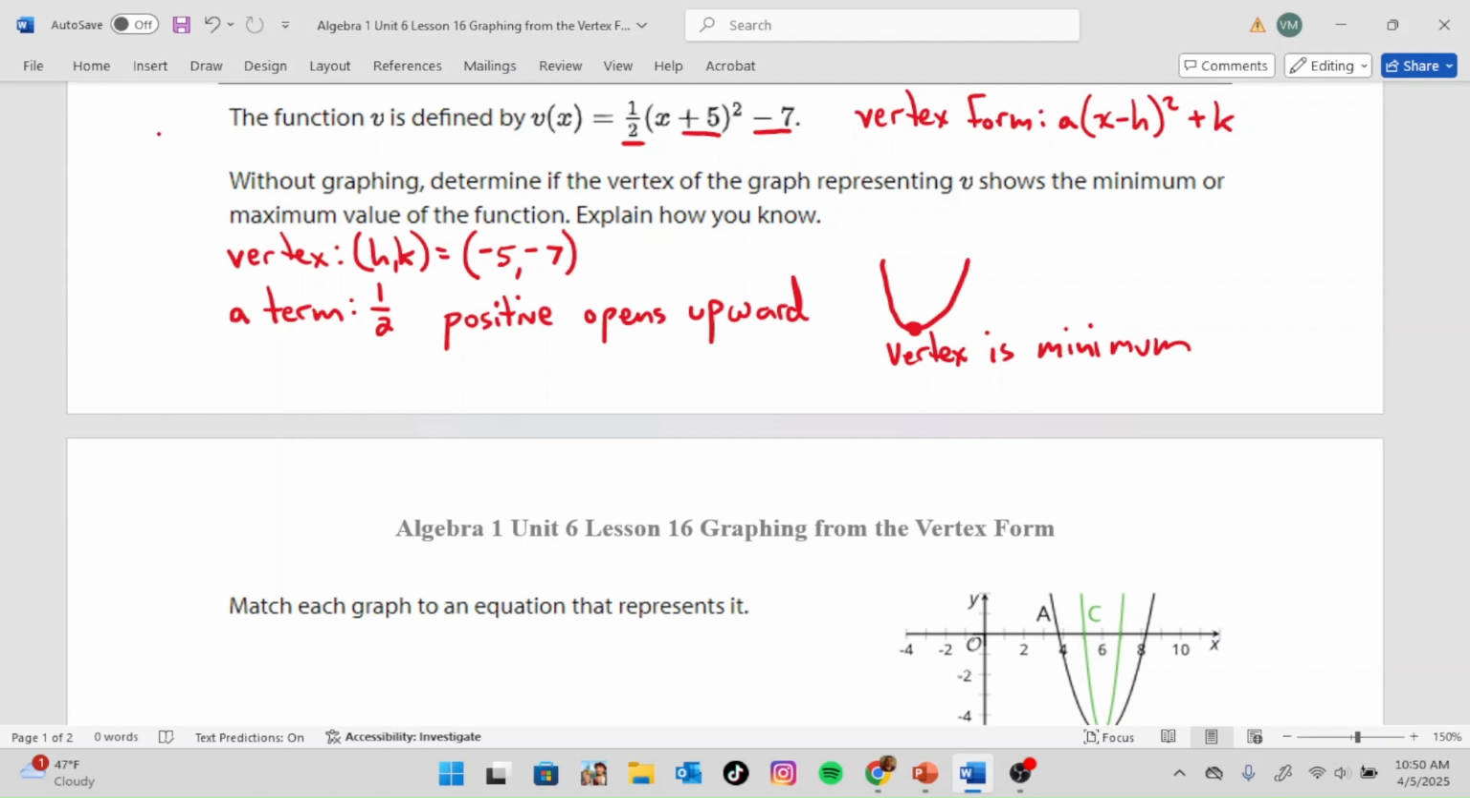If the A term had been negative, then it would have opened downward and the vertex would have been a maximum. So it's the A term you want to look at when what you're trying to determine is whether your vertex is a minimum or a maximum.